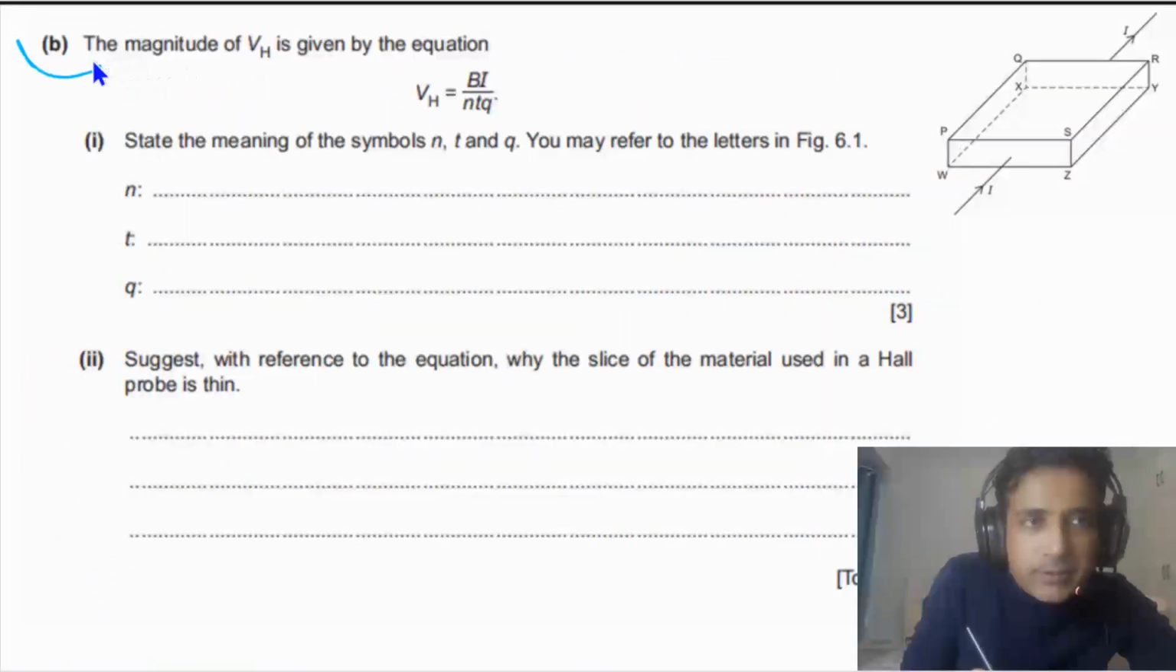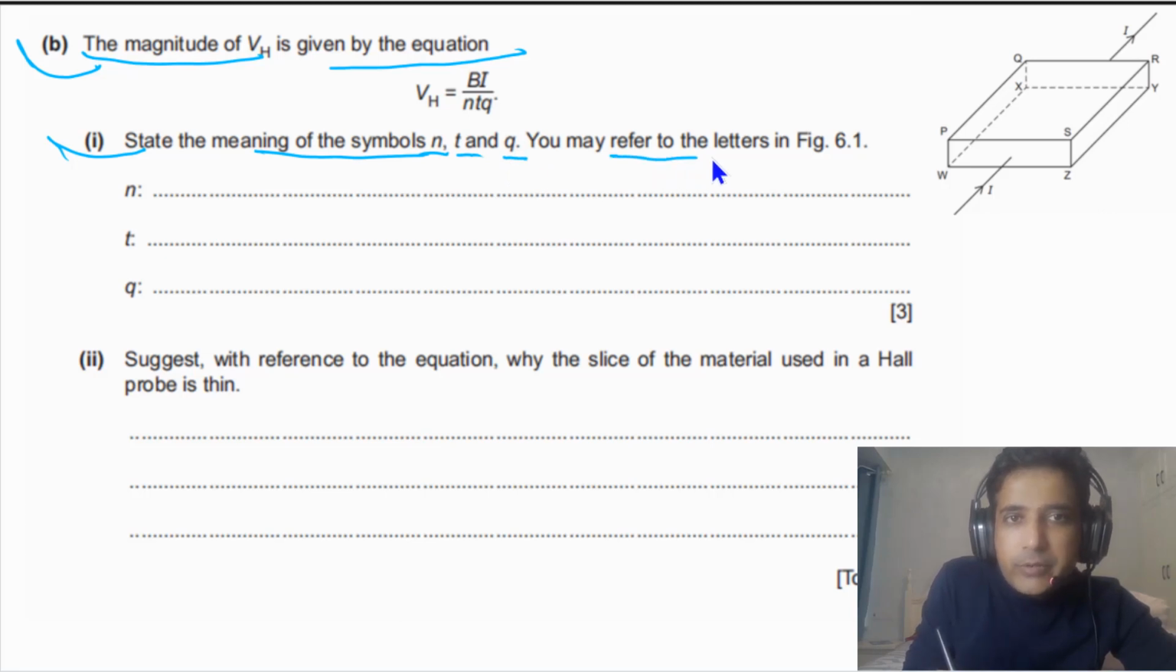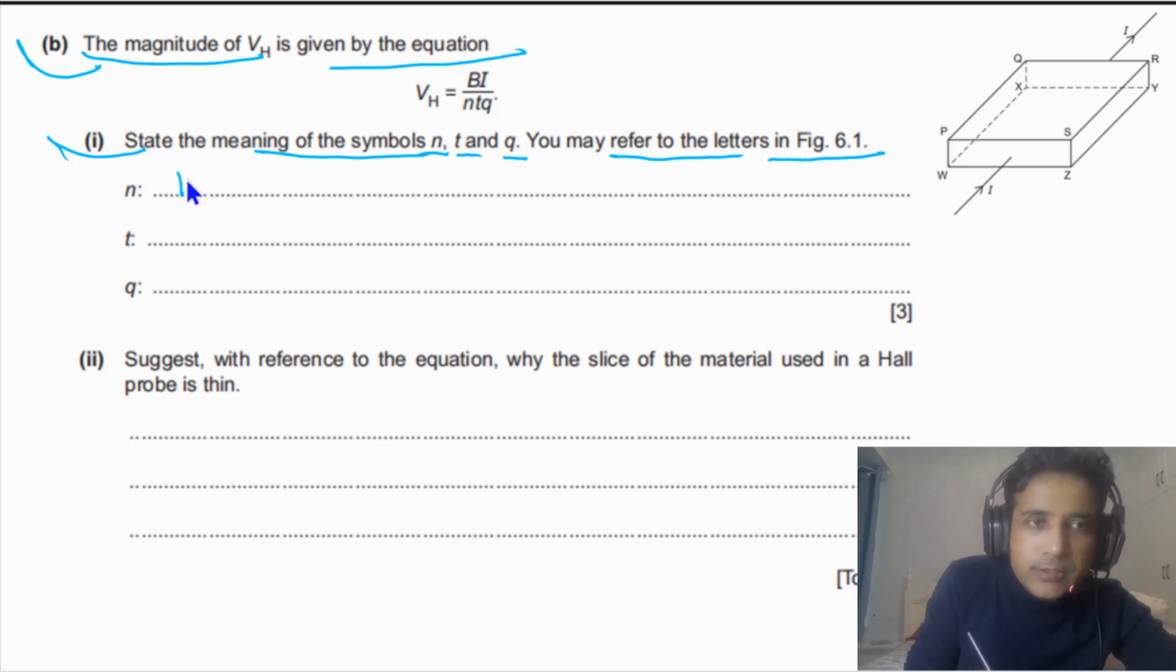For part D, the magnitude of VH is given by the equation, which means VH is equal to BI over NTQ. For part D1, we need to state the meaning of the symbols N, T, and Q. You may refer to the letters in figure 6.1. So first of all is N. N is the number density of charge carriers, the mean number of charge carriers per unit volume.